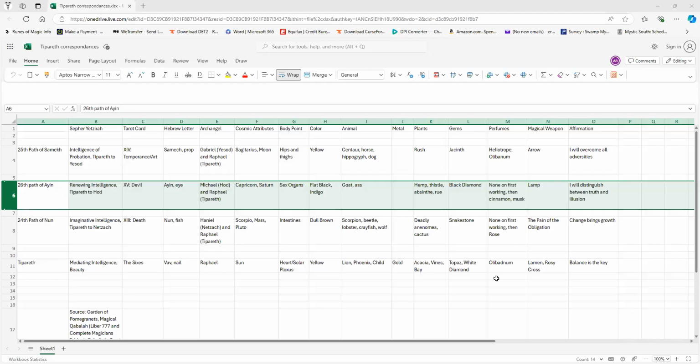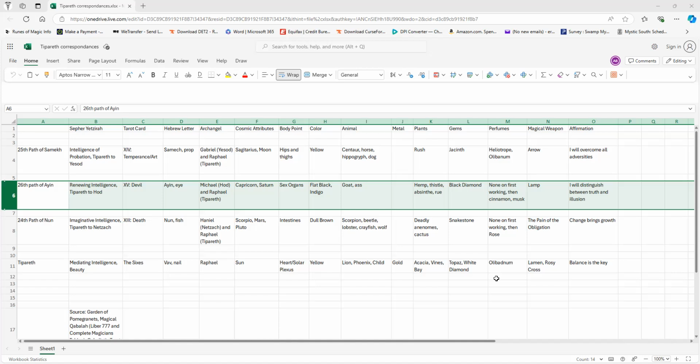Okay. So the 26th path of Ayin. The Sepher Yetzirah talks about it being the renewing intelligence, Tiphareth to Hod, probably because it's continuously regenerating, like the way our thoughts do. The tarot card is the Devil, which we just looked at. The Hebrew letter Ayin, which means eye: how we perceive things, how we're judging things, how we're looking at things. The archangels are Michael at Hod and Raphael at Tiphareth.